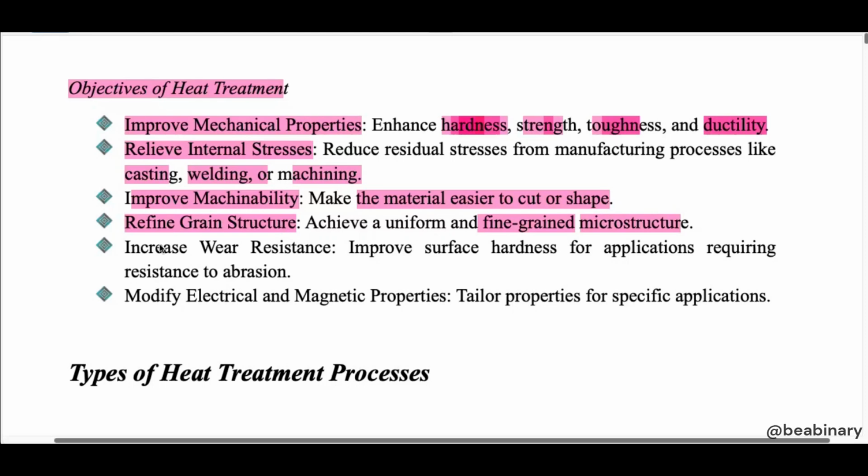Okay, increase the wear resistance. Do you know what wear resistance is? I have already explained the difference between wear and corrosion. Though both are similar, their action and the phenomena by virtue of which they happen are completely different. But the overall sense, or the final result, is the same. So, improve the surface hardness for applications requiring resistance to abrasion.